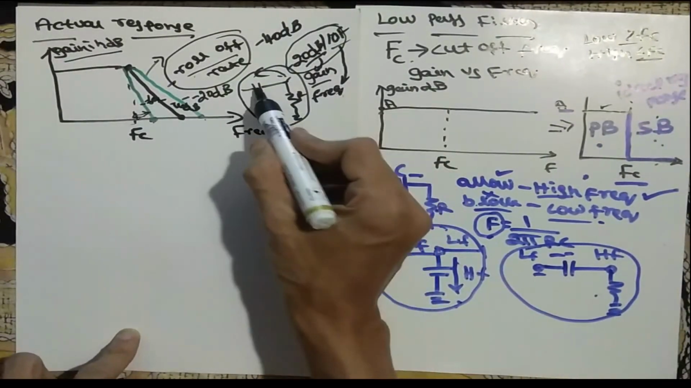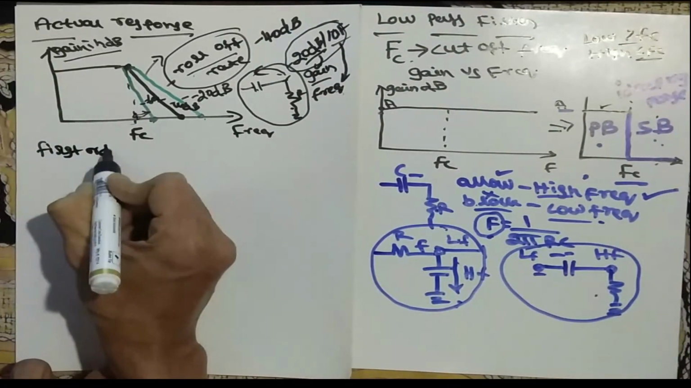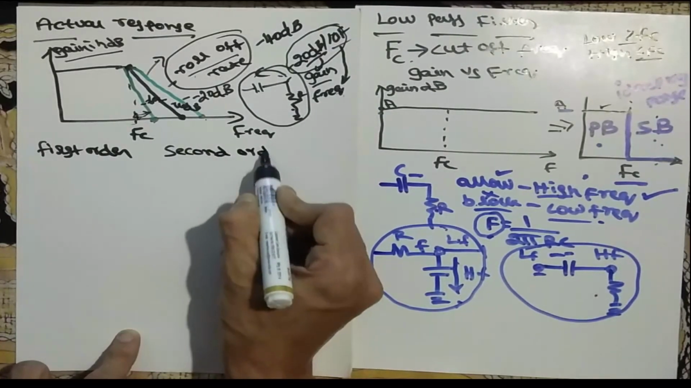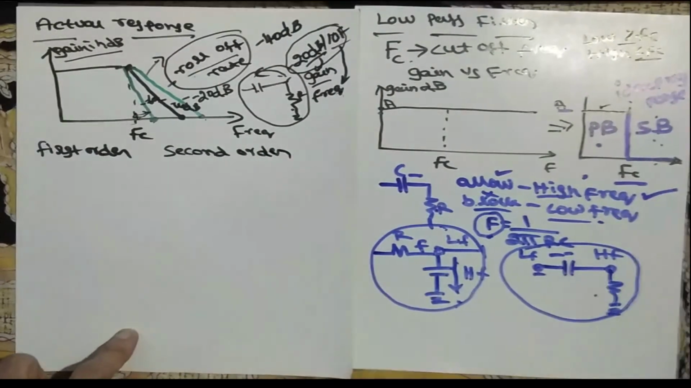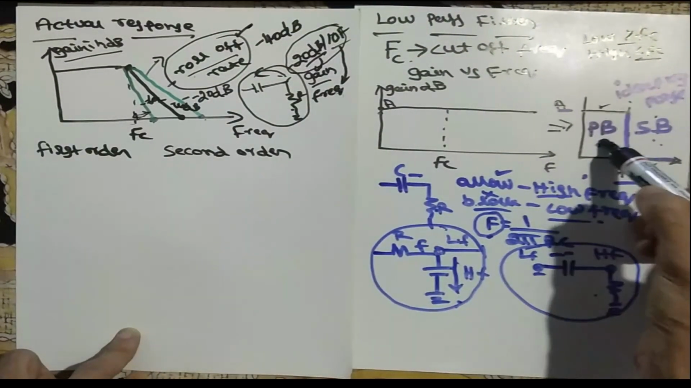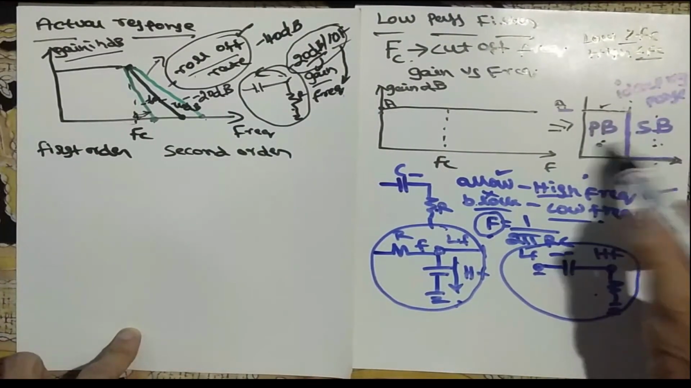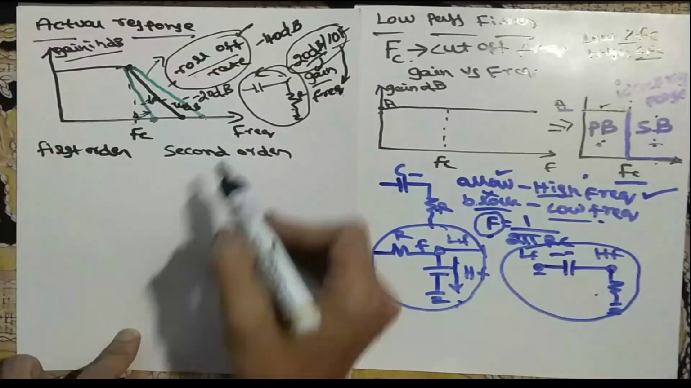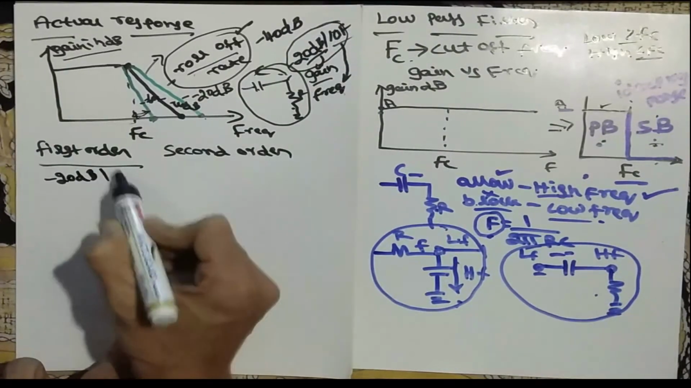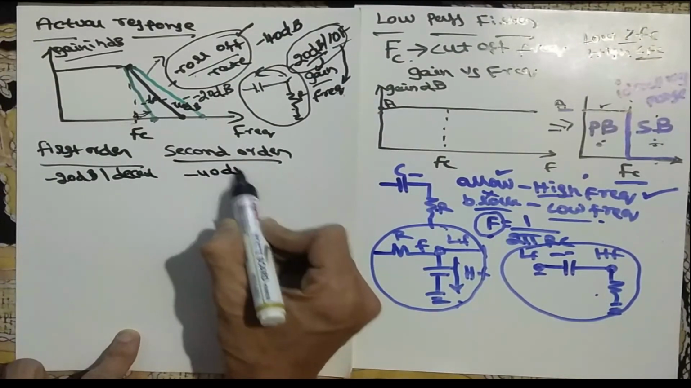If it is one capacitor and one resistor, that is called first order. If it is two capacitors and two resistors, that is called second order. Always remember that the change between first order and second order is only the roll-off rate. The operation is the same. It also passes the low frequencies and stops the high frequencies. There is no difference in operation, only in the roll-off rate. So in first order, 20 dB per decade is the roll-off rate, and in second order it is minus 40 dB per decade.